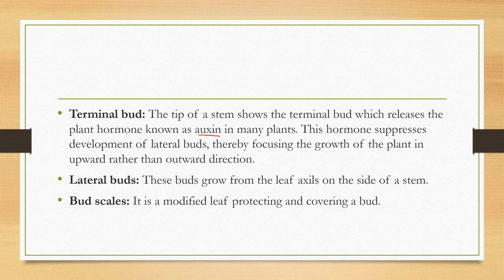Lateral buds. These buds grow from the leaf axil on the side of a stem, as you see in the previous pictures. Bud scales. The bud scales you have also studied. Leaves get modified to be a scale to protect the bud. It's a modified leaf protecting and covering a bud, called bud scales.